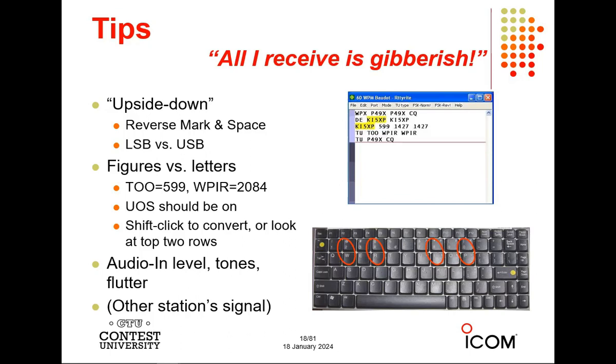Of course, now with almost any RTTY software, all you need to do is hold down the shift key when you mouse click on, say, TOO, that came across. If you put the mouse on it and hold down the shift key and click it, it will convert it to 599, which is the correct number. So you can do that instantly in your software. I think N1MM actually has it above the window, so you don't even have to click on anything. It shows right above what it would be in the other character set. You can instantly see if there's something wrong.